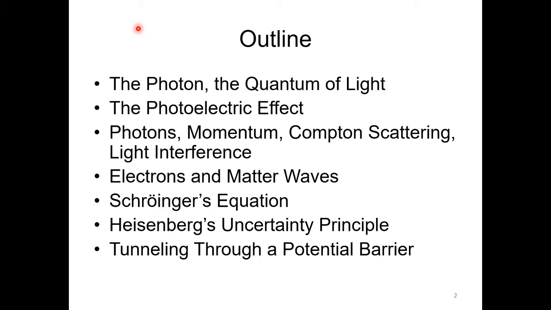The outline for this chapter. So we'll talk about the concept called the photon. And the second one is the photoelectric effect, which is a very important result in modern physics. And next, we'll talk about quantum scattering. And after that, this stuff is about quantum mechanics, the Schrödinger's equation, Heisenberg uncertainty principle, and so on.